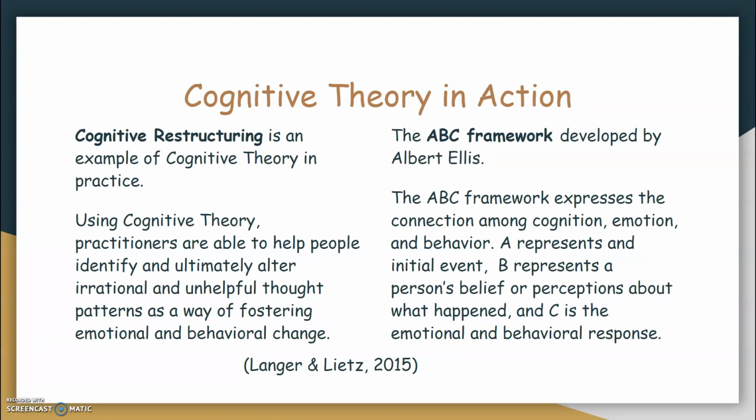There are many ways cognitive theory is used in practice according to Langer and Leitz. Cognitive restructuring is one example. This is the process of identifying and altering unhelpful thought patterns. The ABC framework uses cognitive theory to help clients understand the connection between their thoughts, feelings, and actions.